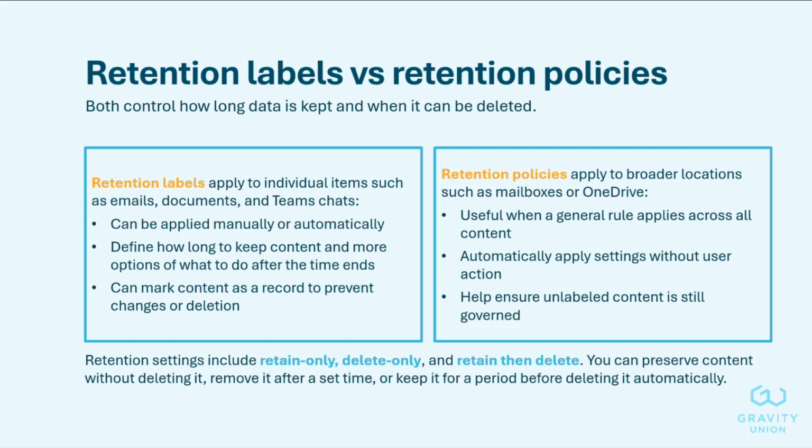And you can use these together, right? So you don't have to just pick one. You can have policies applied to, say, emails and OneDrive, and then use labeling for your SharePoint sites or for your really highly sensitive information.